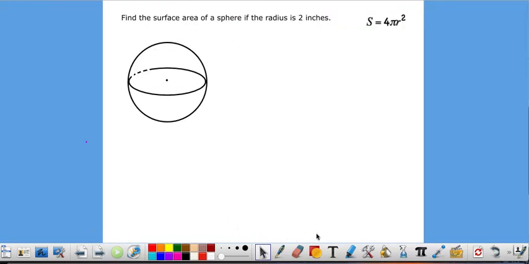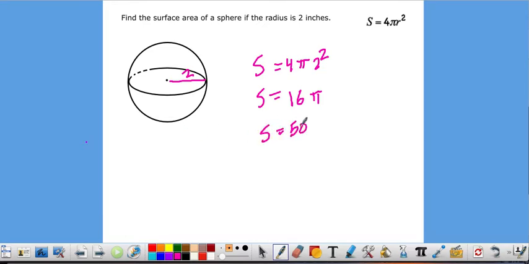So if you have a sphere and the radius is 2 inches, to find the surface area, you literally just plug it in and go for it. If the radius is 2, surface area is 4 pi 2 squared, so 4 times 4, which is 16 pi. If you want an estimation, we can use our calculator. 16 pi is 50.26 square inches. So surface area is pretty straightforward. Just plug it into the formula and go for it.